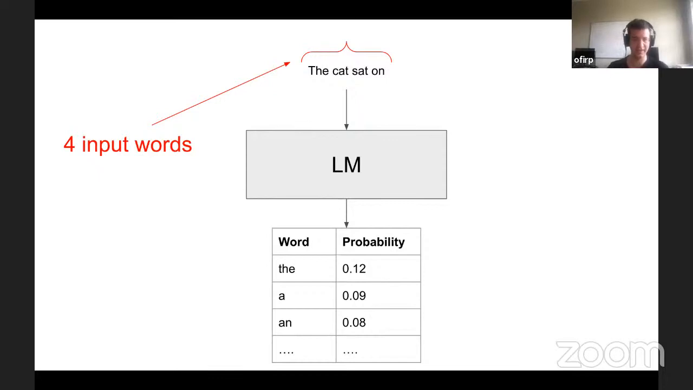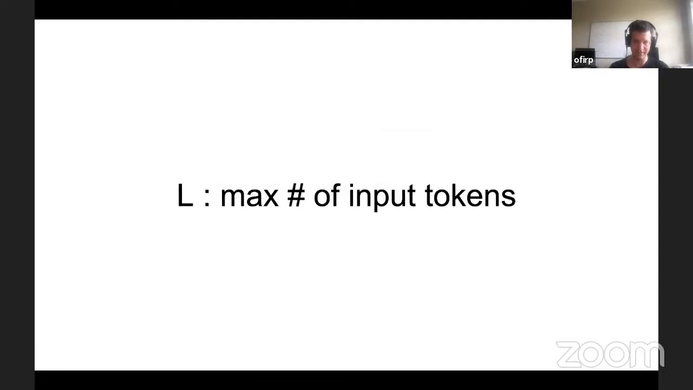When we design a language model, we have to set the maximum number of input words that the language model can read in at once. For example, in GPT-3, this was 2048. In the baseline that we used for this paper, it was 3000. So there's always some number you have to pick, which represents the maximum number of words that the language model can look at once. Throughout this presentation, I'll refer to that number as L.